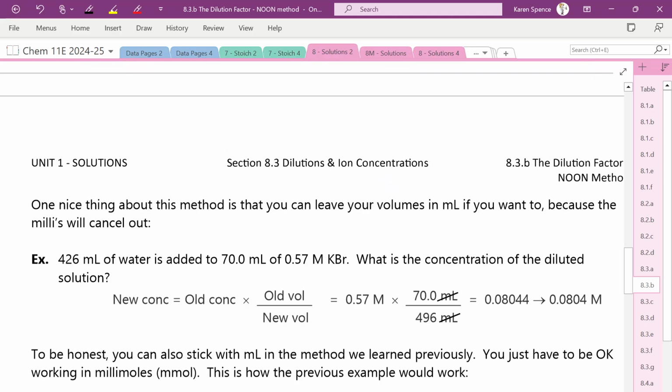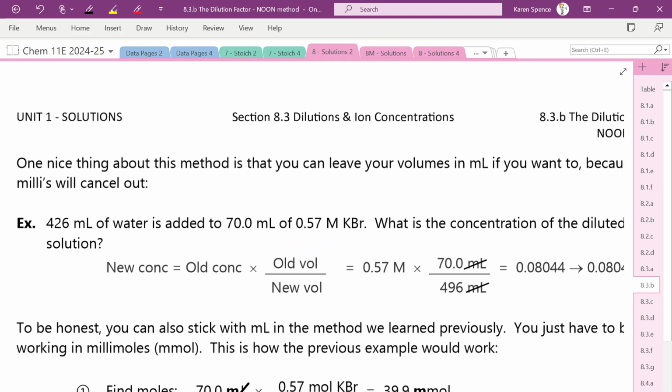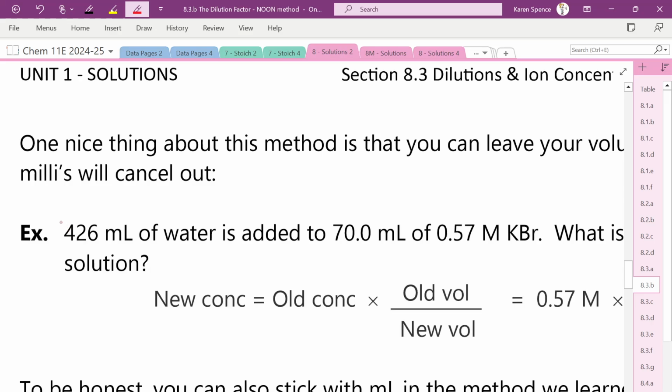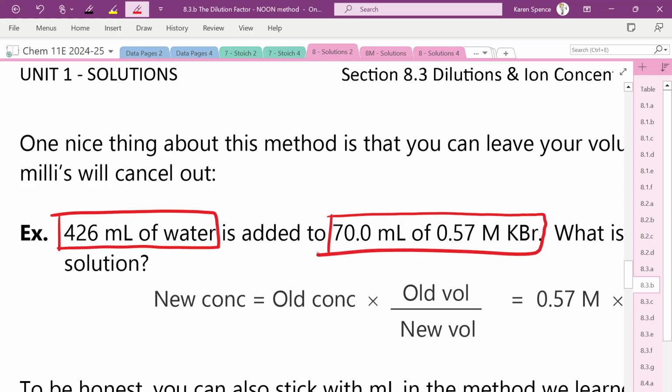So here's an example. And once again, you don't have to change things into liters. You can just leave them in milliliters. So we have 426 milliliters of water that is added to 70 milliliters of 0.57 molar KBr. That is our old volume and our old concentration. So those are going to go right here.